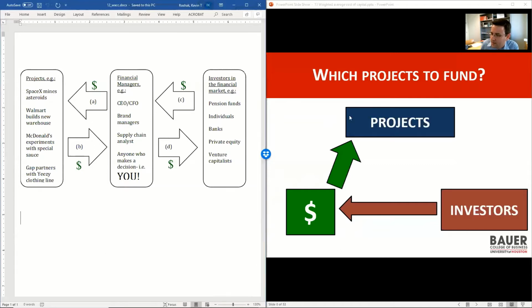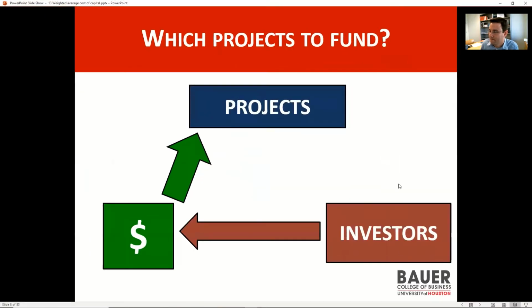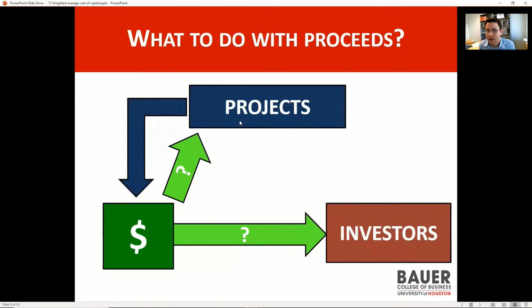So let's break down this picture. If we get rid of the pension funds and just think very generically about investors in the slides, investors are putting money into the firm, and then the firm is investing in projects. Now, the question becomes whether the projects are good, right? Should I put money into the project? The project's going to pay me a return. Should I put money back into the project, or should I return it to my investors?